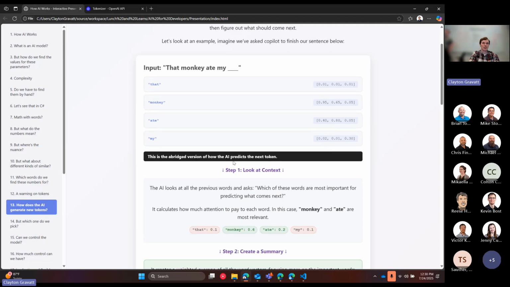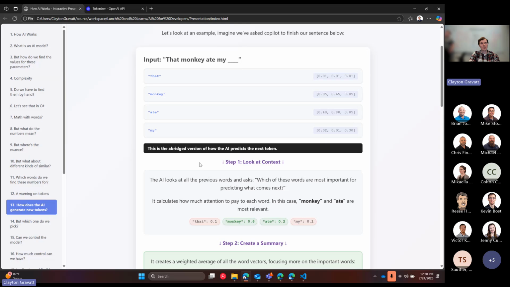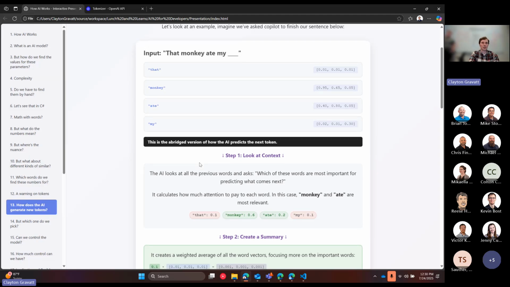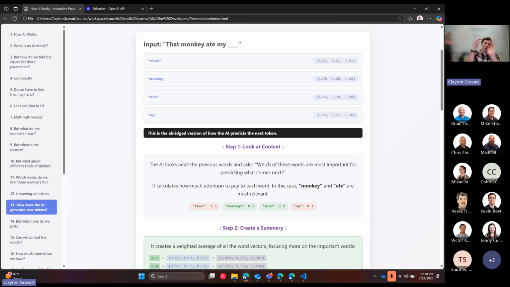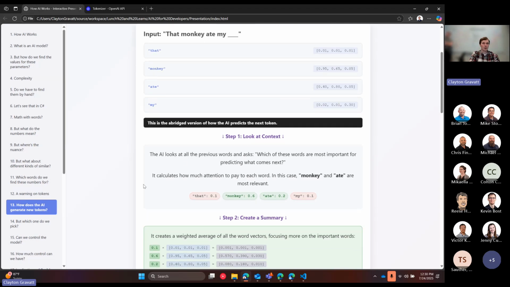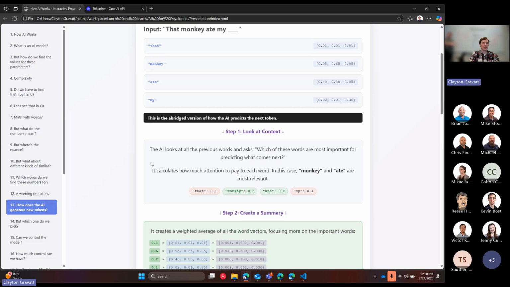And this is a bit of an abridged version. If you remember on an earlier note, there's something like 400 billion parameters in these models and take up a lot of drawing room. But let's look at some of the pieces that might happen along the way. So one thing I might do, looking at this context, I might look at all the previous words and ask, which of these words are the most important for predicting what comes next? So it might calculate how much attention it needs to pay to each of these words.